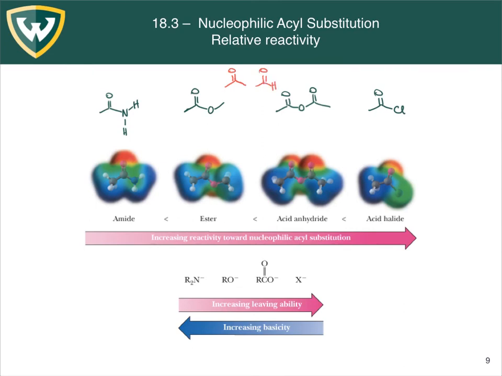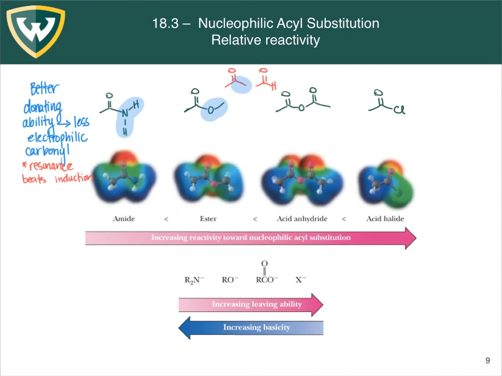So I've put them here because methyl is an inductively donating group. So that's going to be stabilizing to this delta plus, but not as stabilizing as the resonance donation of the lone pair on this oxygen. And that in turn is not as stabilizing to the delta positive here as the lone pair on the nitrogen. So as the donating ability increases, the electrophilicity will decrease.